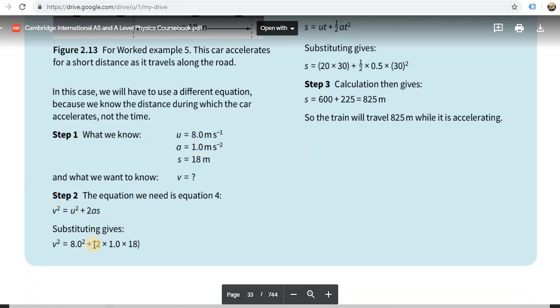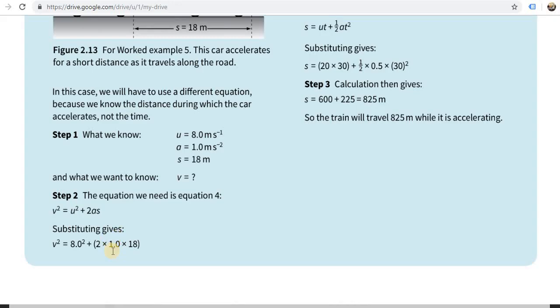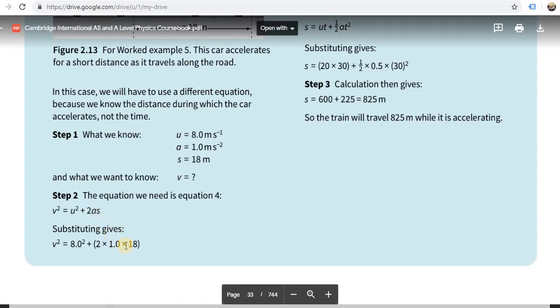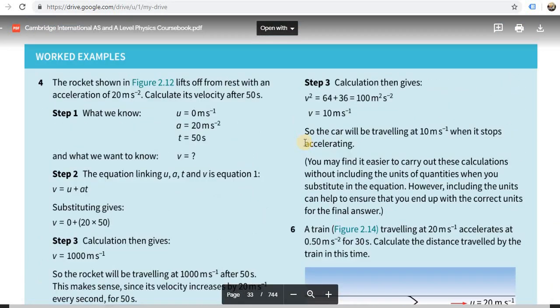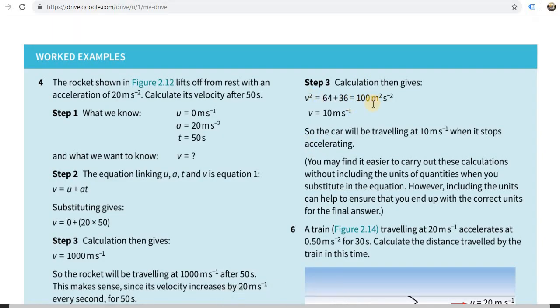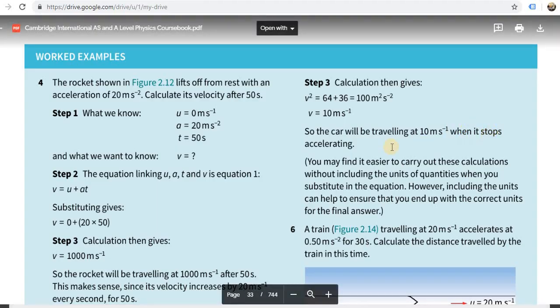U is 8, A is 1, you can see that over here, 2A, S is 18. Then simplify. Remember to take the square root. Sometimes students forget to take the square root. Okay, so V squared is equal to 100 and you are supposed to find V. When you take the square root, that is equal to 10. So the car will be traveling at 10 meters per second when it stops accelerating.